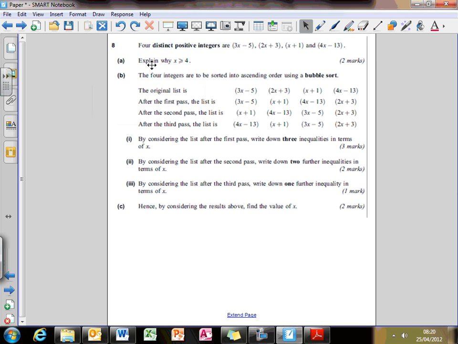Folks, this is the last question on the D1 Jan 2012 mock. It's a bit of a quirky question, but ultimately not too hard in my opinion. Let's have a look. So part A: explain why x is greater than or equal to 4.